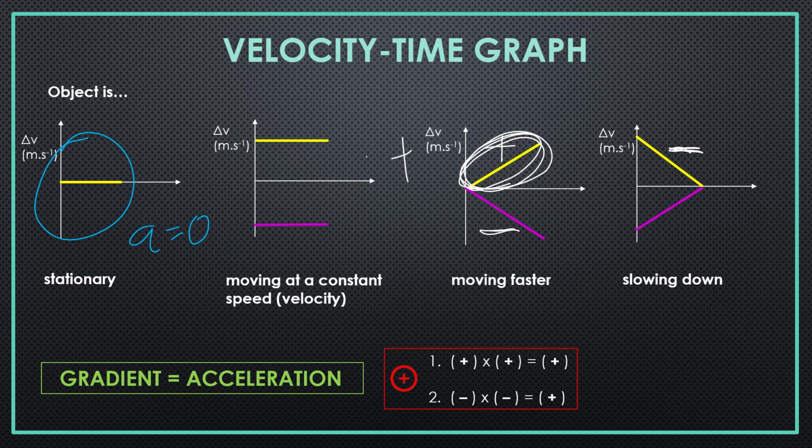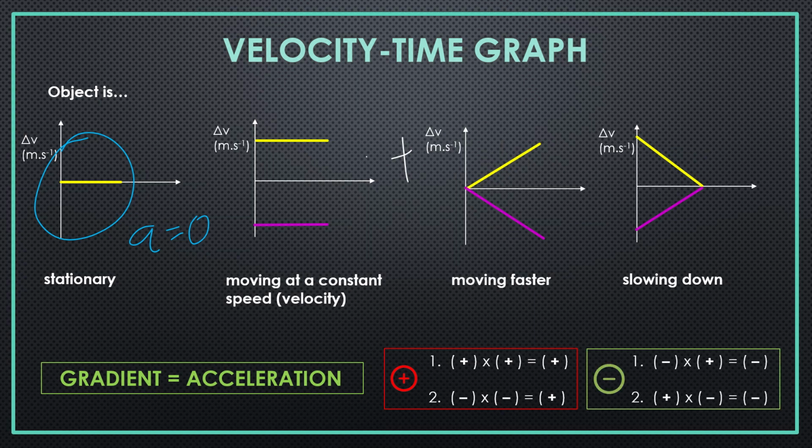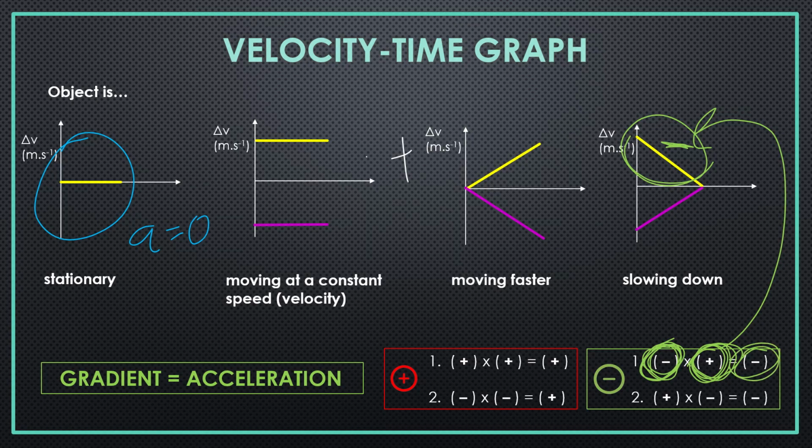Let's look at the negative gradients. A negative gradient can be interpreted as follows. Negative means slowing down in the positive direction. So that is that one. This means moving slower in the positive direction. Then you get a negative acceleration or a negative gradient.